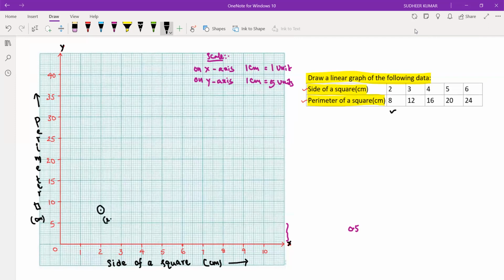We also can write the coordinates. And the next one is 3 comma 12. 3 and 12 means 10, 10.5, 11, 11.5, 12. Right?